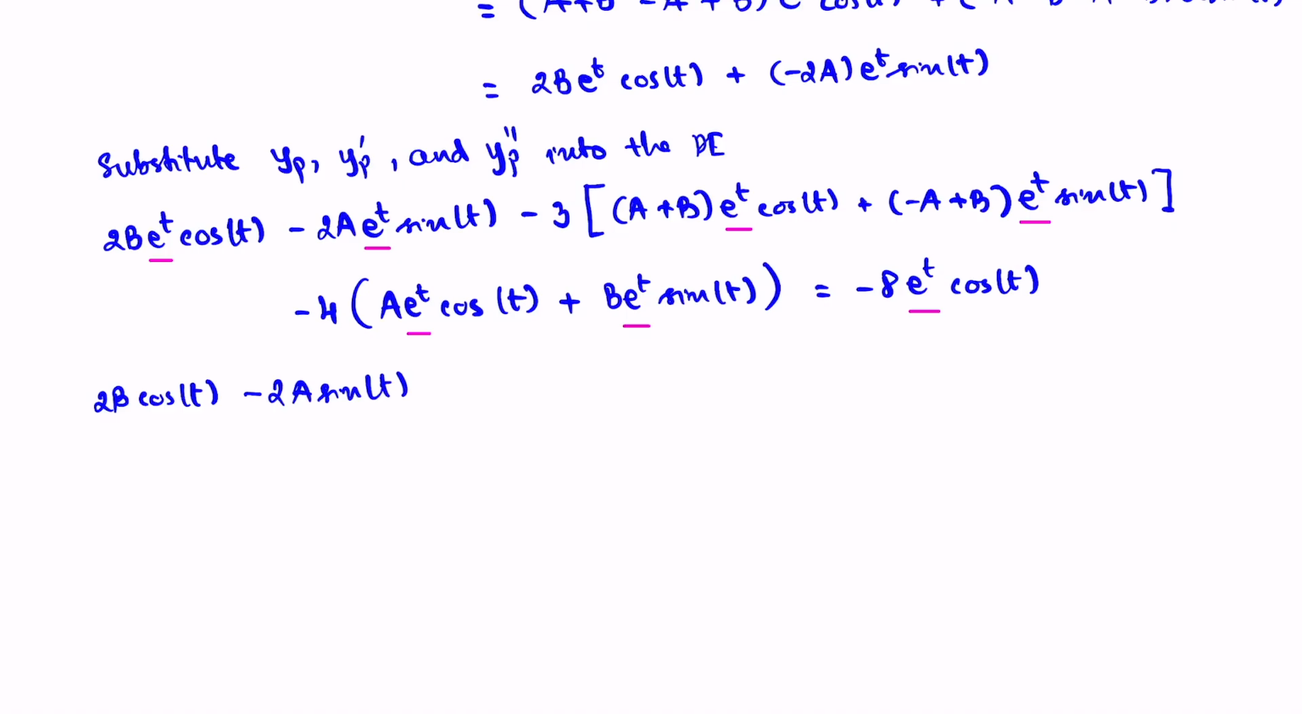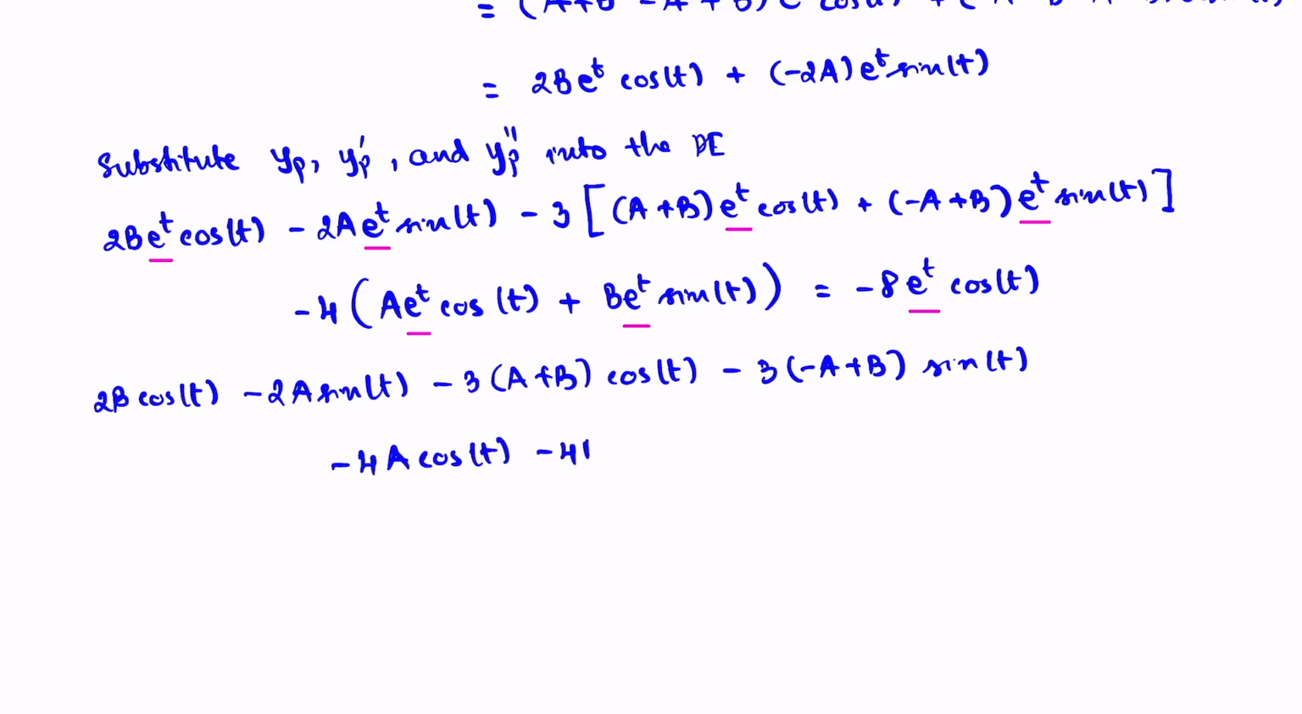Then I distribute the negative 3 into the brackets. I get negative 3 times (a plus b) times cosine of t plus negative 3 times (negative a plus b) times sine of t. Then I distribute negative 4 into the parentheses. I get negative 4 times a times cosine of t minus 4b times sine of t equal to negative 8 times cosine of t.